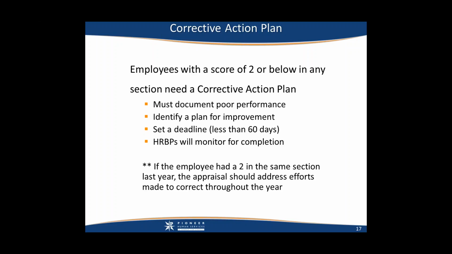Corrective action plans. This is the same as last year. Employees with a score of 2 or below in any section need a corrective action plan, and it can just be one corrective action plan for an employee, even if they are scoring a 2 or below in more than one area.